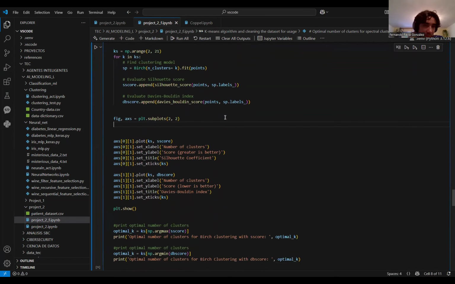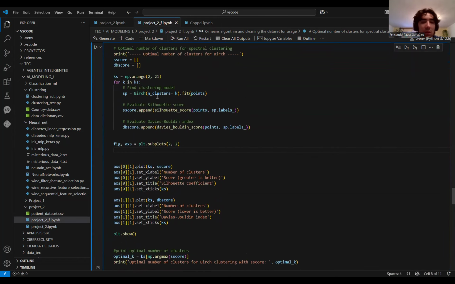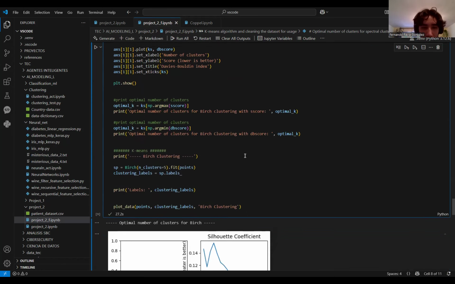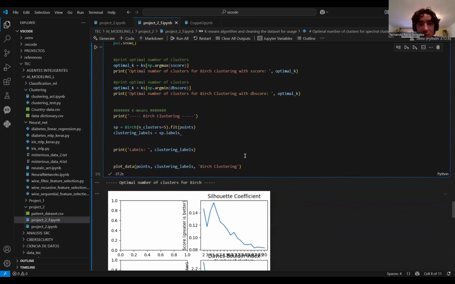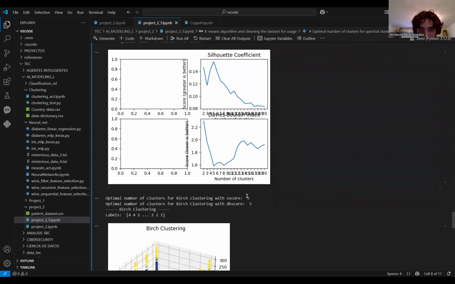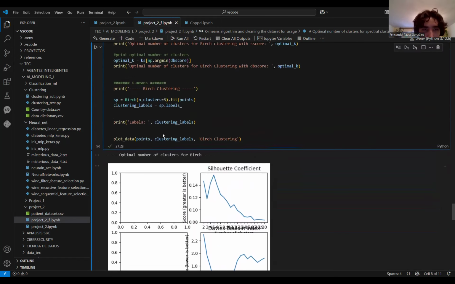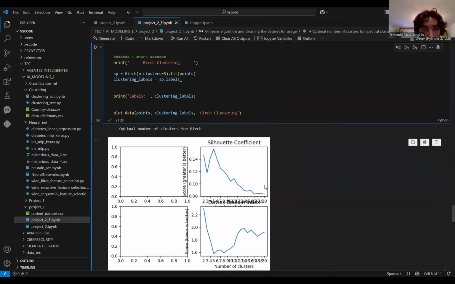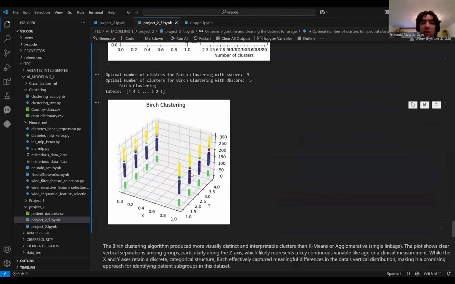In this case, as you can see, we can also apply the optimization of clusters, or, in other words, we can find an optimal number of clusters for the Birch algorithm. And it actually was the one that worked better. As we can see here, the methods for finding the optimal number of clusters had the same answer, which is 5. And so we applied here the Birch clustering algorithm with 5 clusters. And it actually went pretty decent.